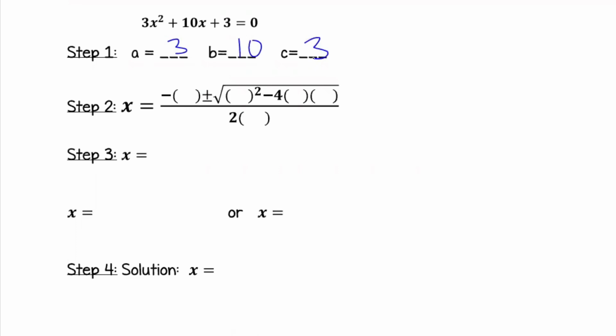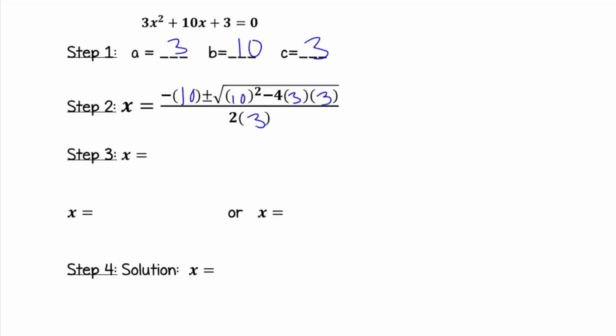Our second step is we are going to now plug these values into the formula. So here I already have it kind of set up. x equals -b, so I'm going to put -10, plus or minus the square root of b squared, so 10 squared, minus 4 times a, which is 3, and c, which is also 3. I'm then going to divide all of that by 2 and multiply that by a, which is 3.